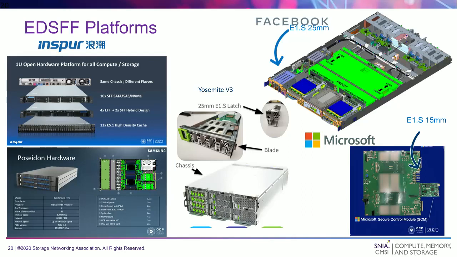He does a good job of explaining why they've chosen E1.L for QLC and large capacity drives, because it's a long form factor, it's big, and it has high capacity storage. And that's why they've chosen E1.S 15 millimeter as the preferred scalable building block for next-gen hyperscale design.